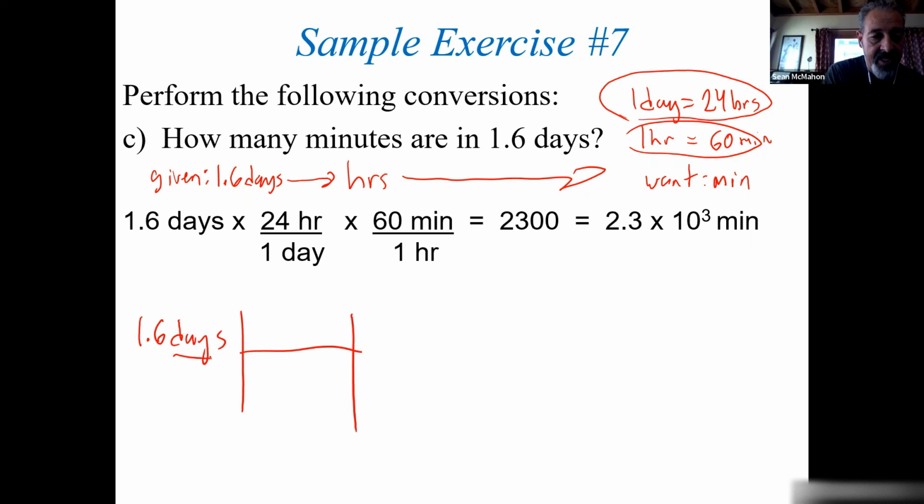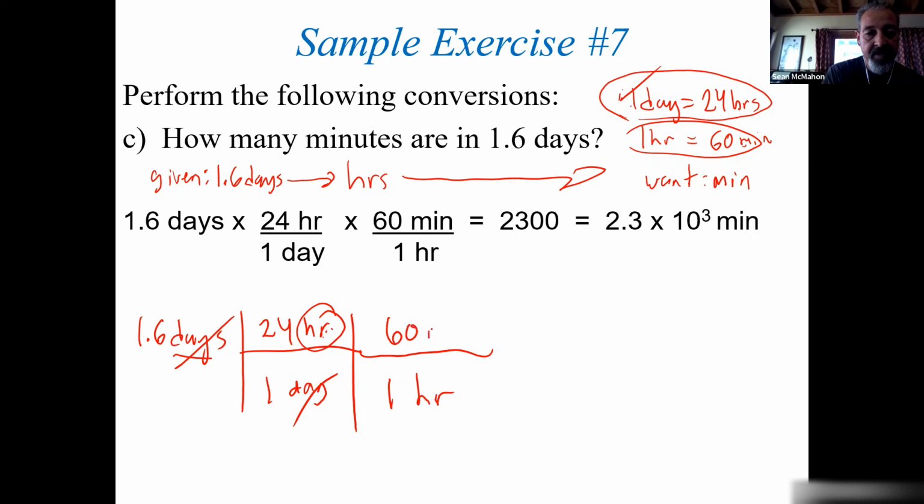I need to cancel out days, so that has to go on the bottom. 1 day is 24 hours. I know this, right? And what I do is I see days cancel, I'm left with hours, but I need to go to minutes, okay? So to cancel out hours, put it on the bottom. 1 hour, 60 minutes, that cancels. I do the multiplication.